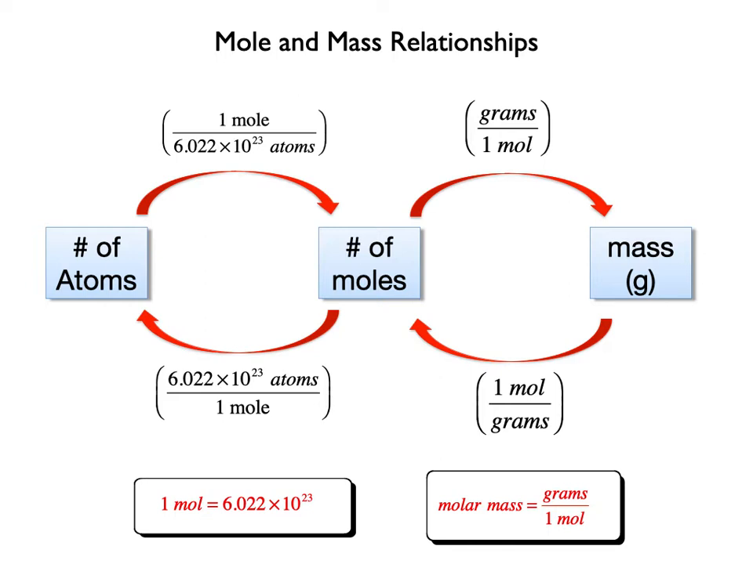Once we have moles, we can find the mass of a substance by either multiplying by the molar mass or dividing by the molar mass, depending on the direction we're going. And we've done this with atoms, and so now we're going to say what happens if we have a molecule.